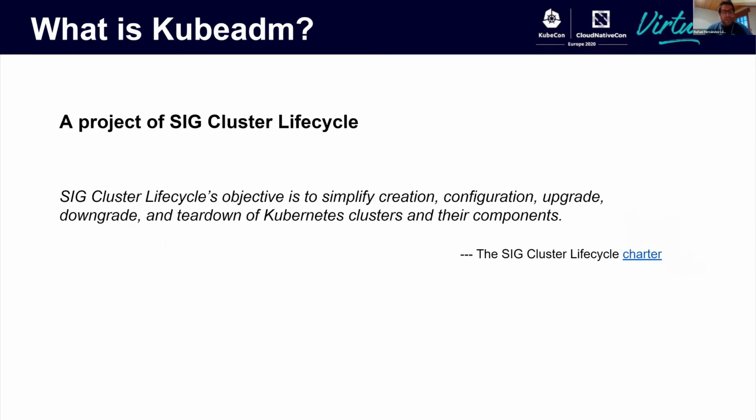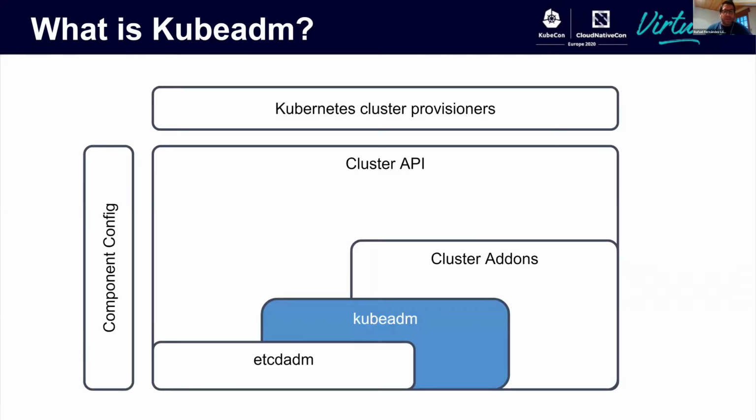Kubeadm is part of the SIG Cluster Lifecycle project, or the SIG. The objective of the SIG is to simplify creation, configuration, upgrade, downgrade, and tear down of Kubernetes clusters and their components. So Kubeadm is like the glue between the user and the number of components that Kubernetes has.